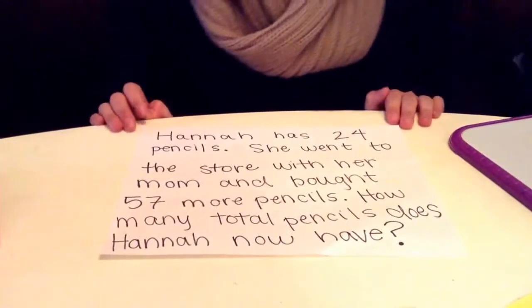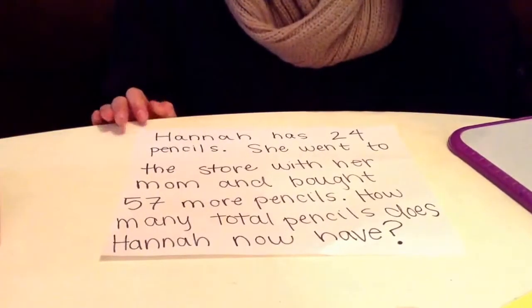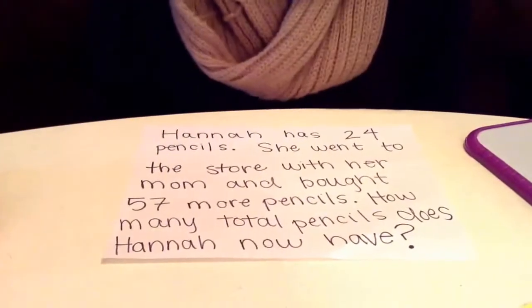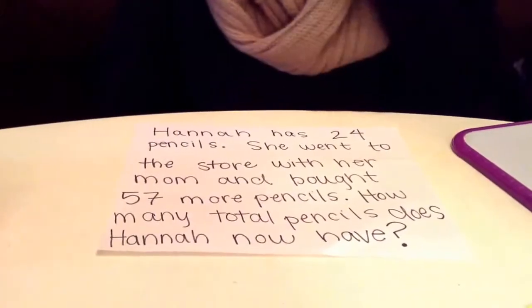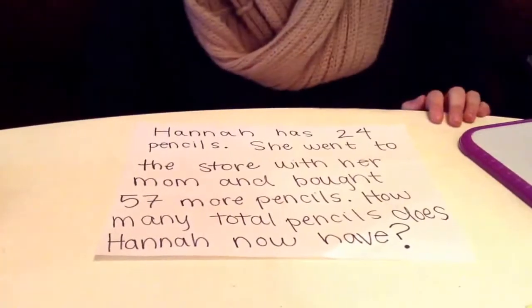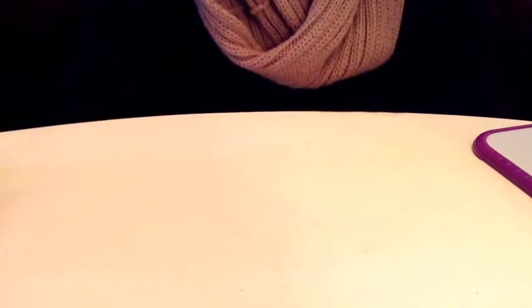Okay, Hannah has 24 pencils. She went to the store with her mom and bought 57 more pencils. How many total pencils does Hannah now have? In order to solve this problem, we are going to use the place value approach.